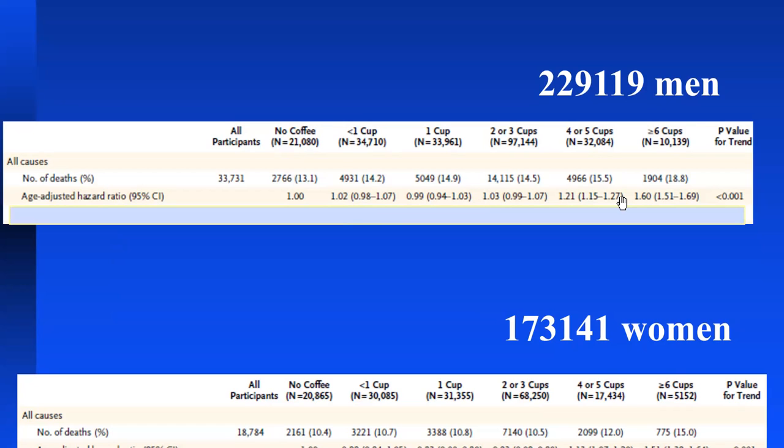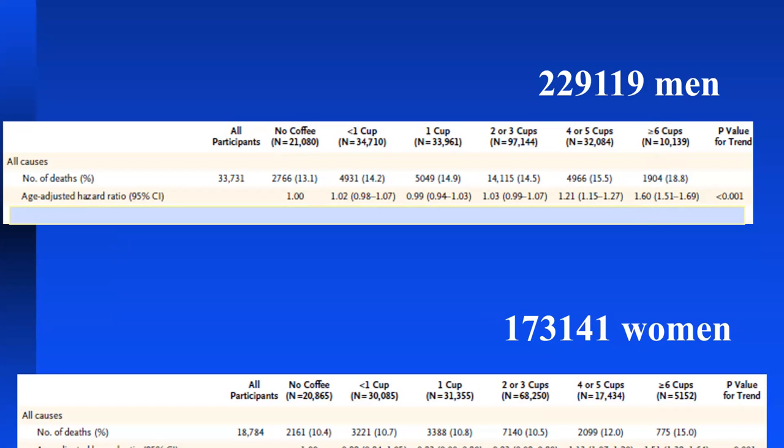And here, what do you see here, Nadine? Here, the adjusted hazard ratio of mortality because of drinking 6 cups of coffee is 1.6. Do you see the confidence interval?